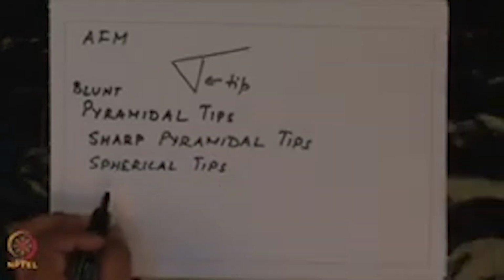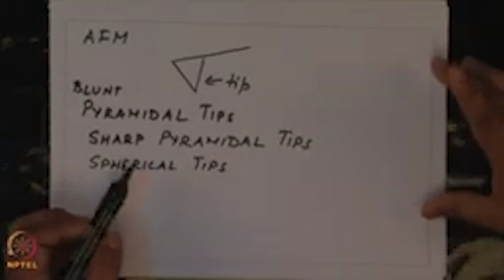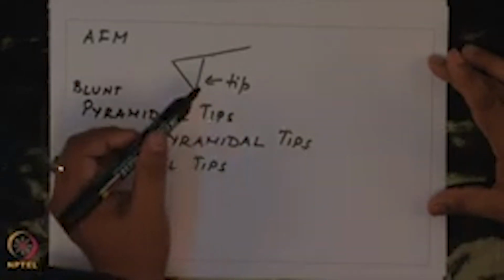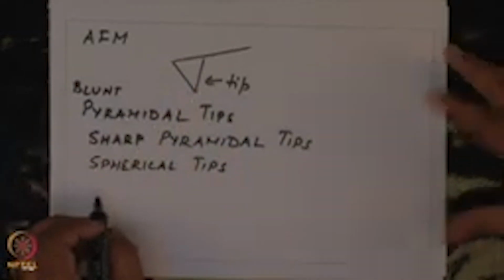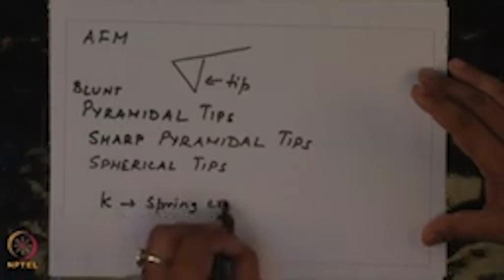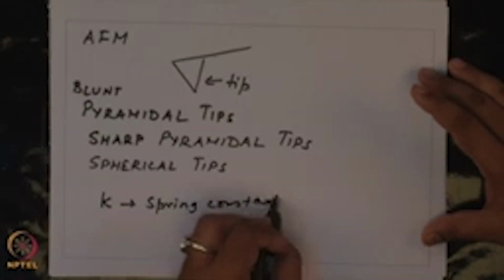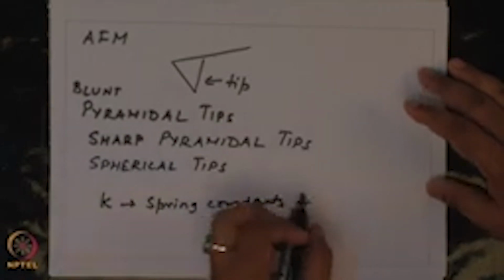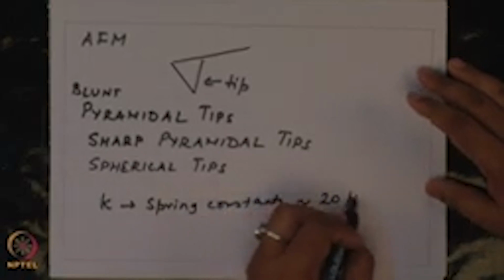The stiffness of these tips is dictated by their dimensions. For protein unfolding studies, you would want to work with tips which have spring constants of the order of 20 piconewton per nanometer.